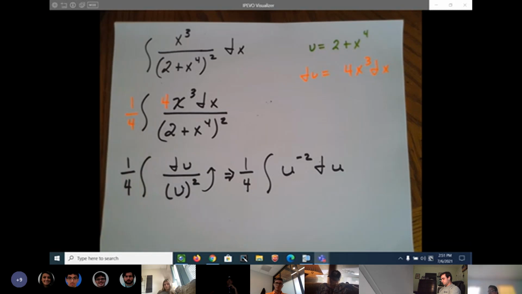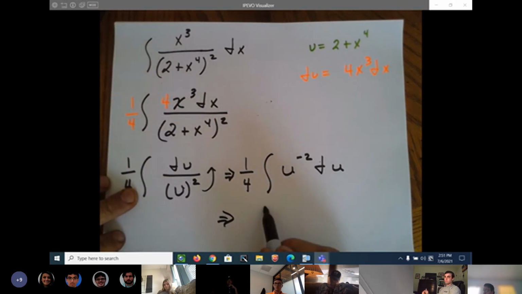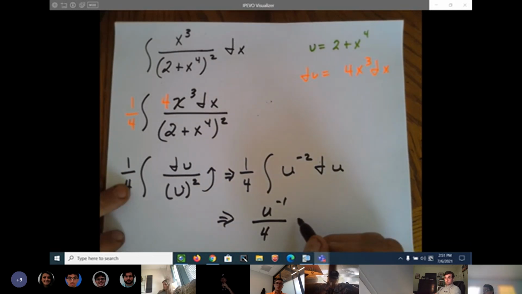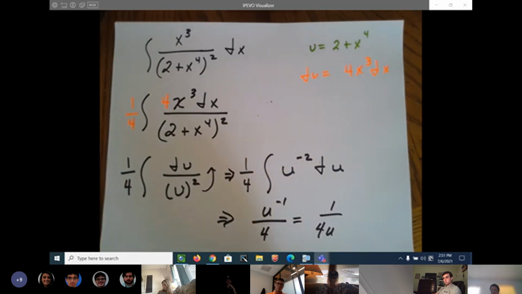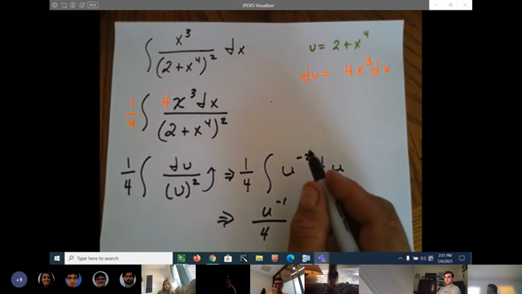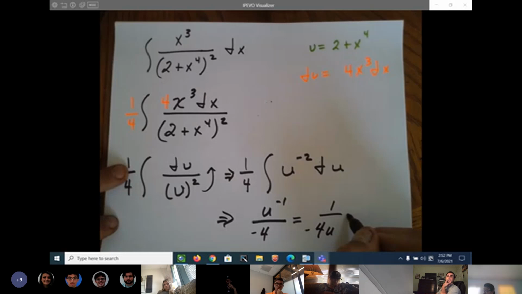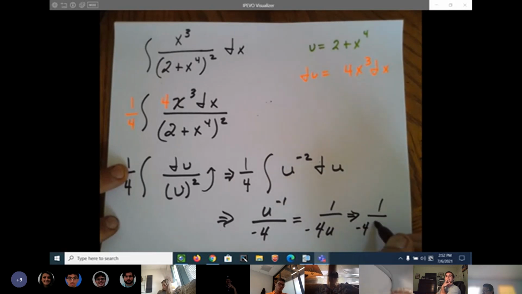And that's going to be u to the negative 1 over negative 4, which is 1 over negative 4u. Excuse me, wait a minute, there should be a negative. There we go, because that negative 1 is down here too. And that's going to be equal to 1 over negative 4 times 2 plus x to the fourth, plus c.